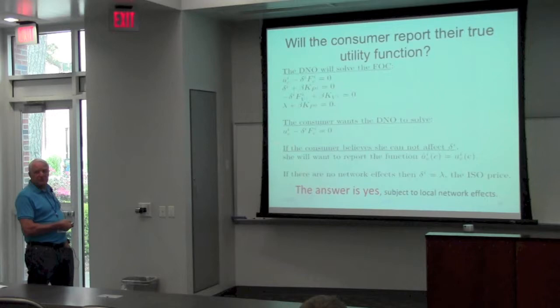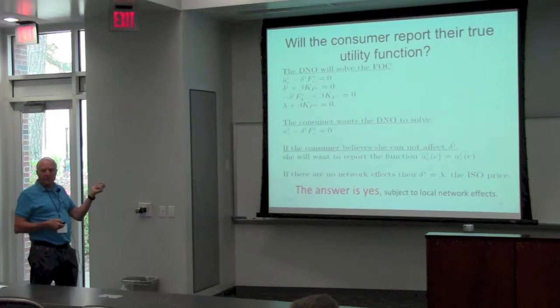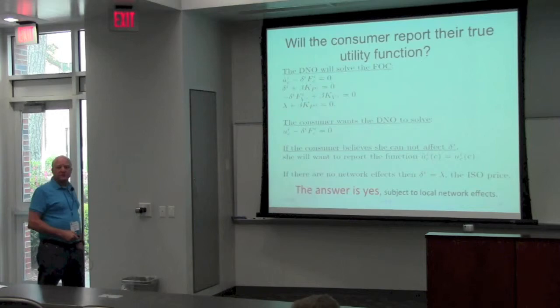And so, if the consumer believes they can't affect their local price, say if there's no kind of monopoly control within the distribution network, and if there are no line constraints, then their price is going to be the local marginal LMP price from the ISO. So they've got very little control over that, and then they're going to want to report the true utility function. So the answer is, subject to some local network problems, you'd want to give the utility company the right information.